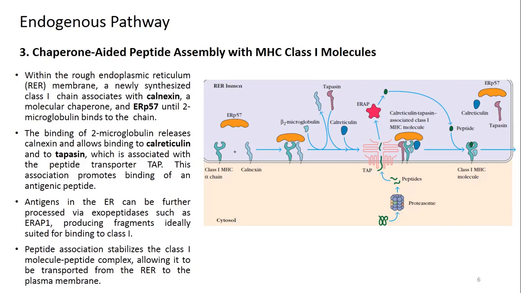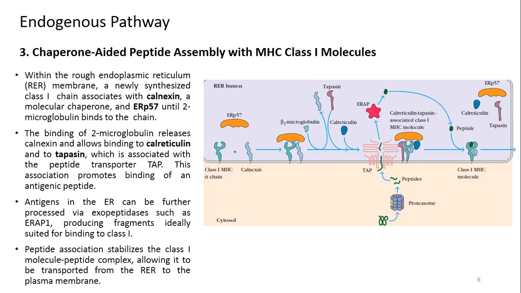So as a consequence of productive peptide binding, when a peptide is imported into the lumen of endoplasmic reticulum, it could bind in a preferential manner to a class 1 MHC molecule. It causes the release of the previous components which were bound to the class 1 MHC molecule, which were calreticulin and ERP57. So now the class 1 MHC molecules exit from rough endoplasmic reticulum and proceed to the cell surface via the Golgi complex.